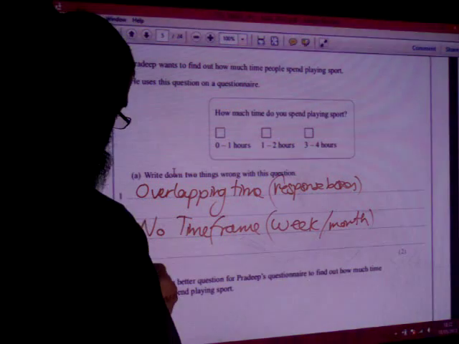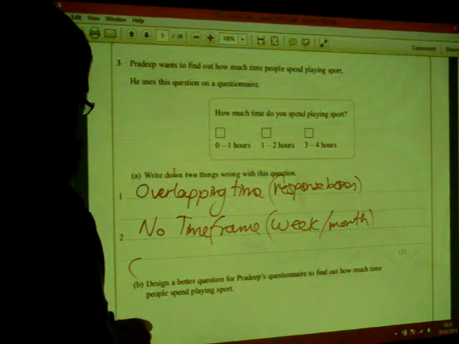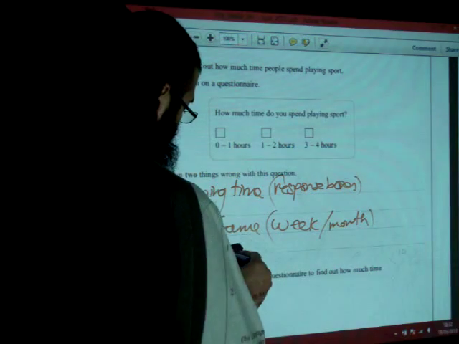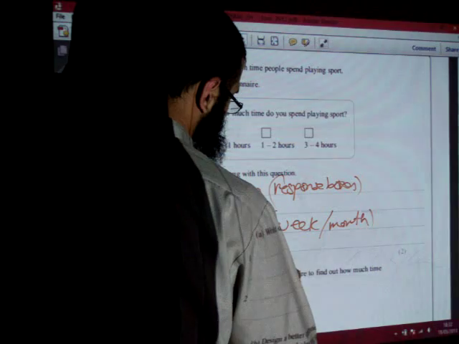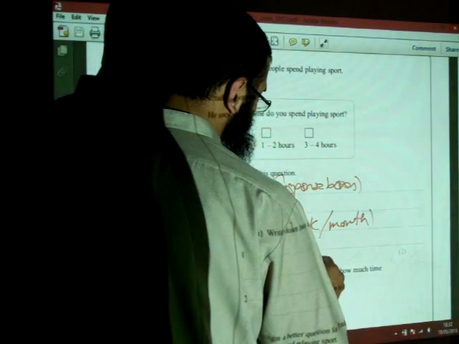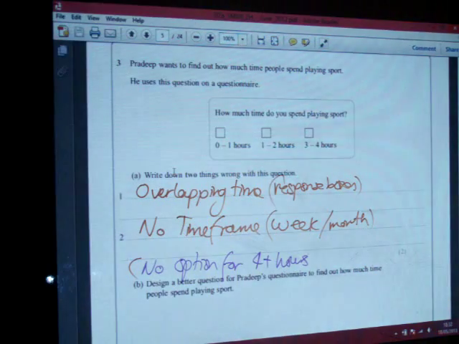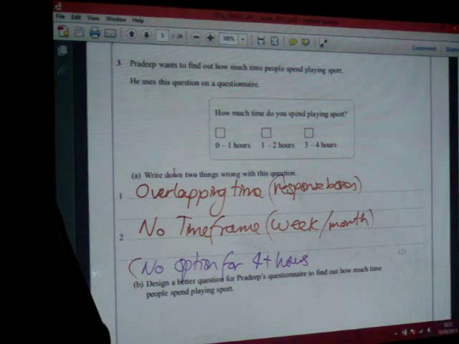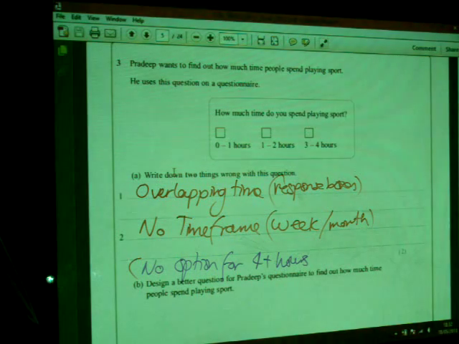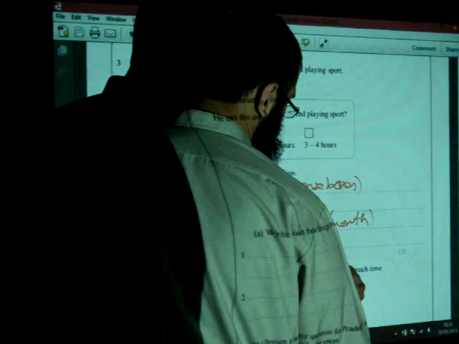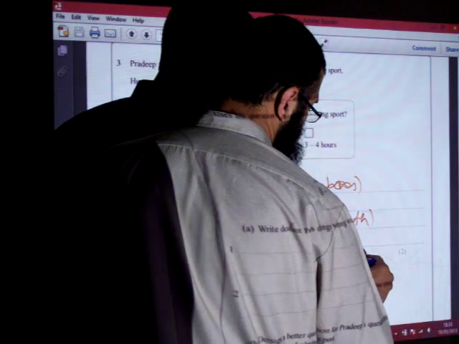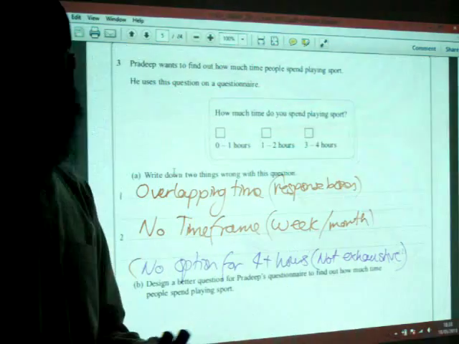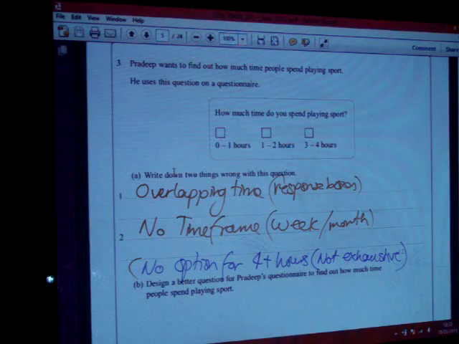For the last answer we're doing a different colour. So there's no option for more than 4 hours. Can you write the sample is too small? Not the sample bit, too small. The options are not exhaustive, it's called. Not exhaustive means that it doesn't cover all the possible answers that we could have had.